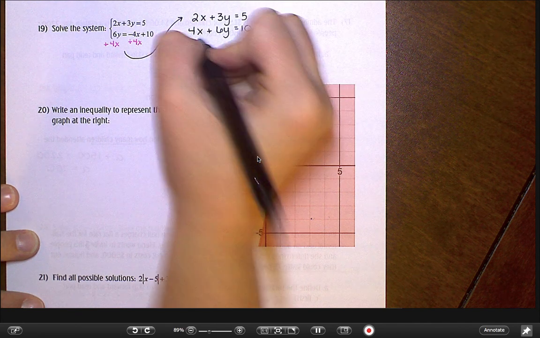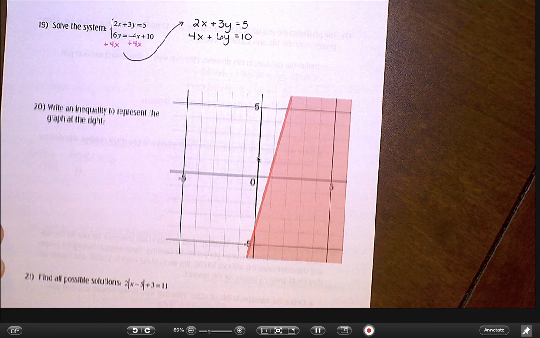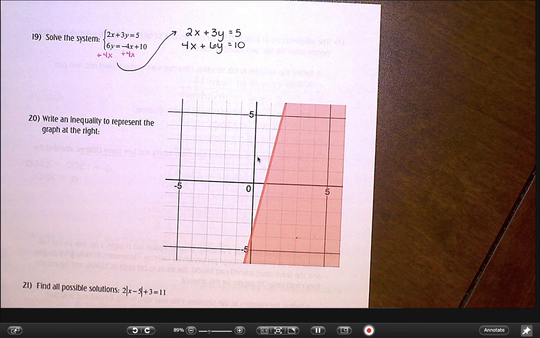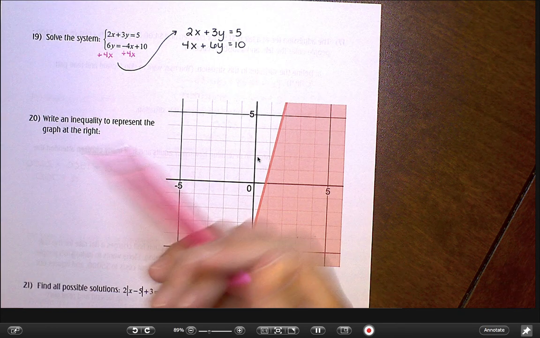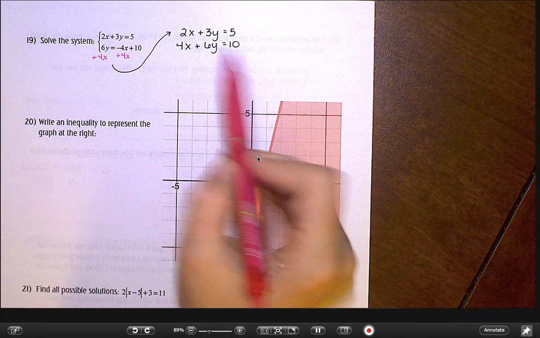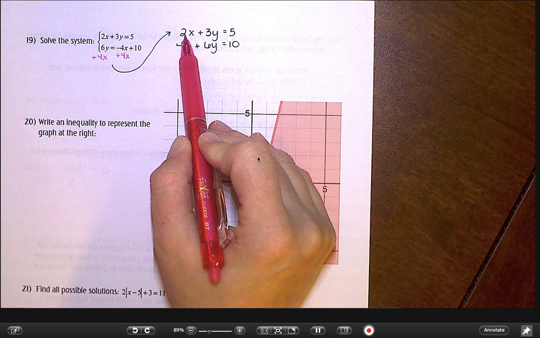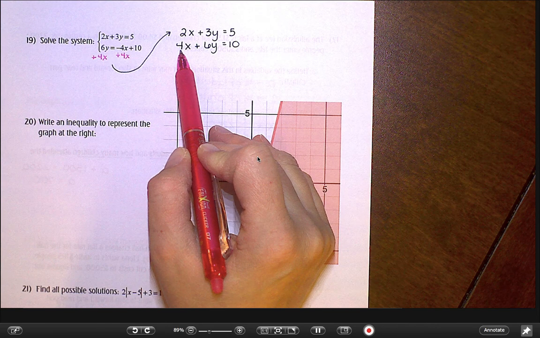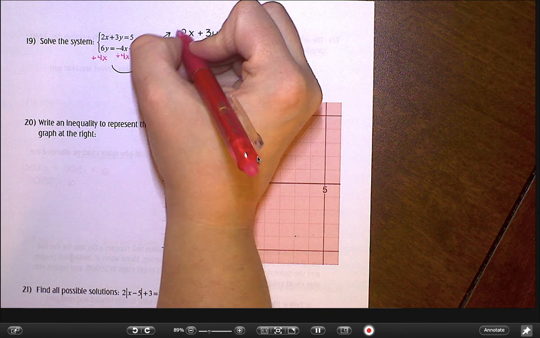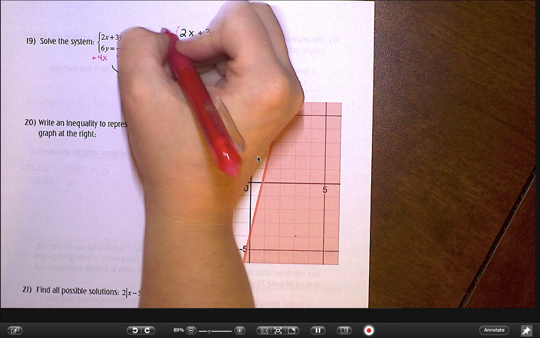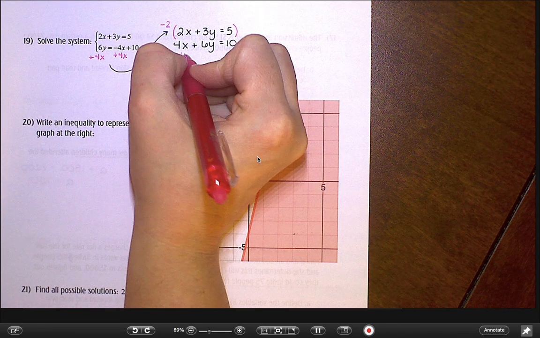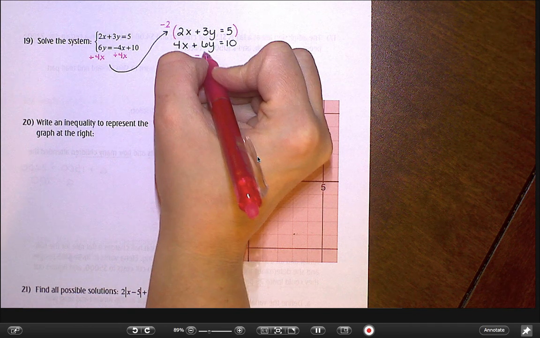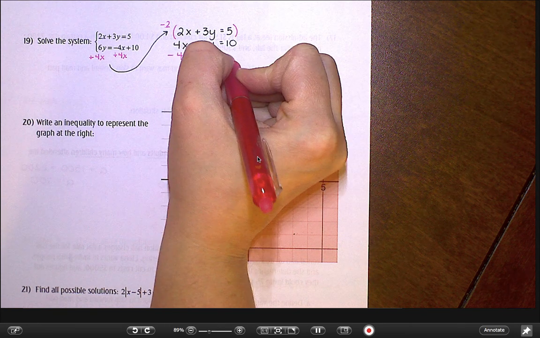Now some of you may be noticing something right now, and that's great if you can make that observation. If you don't see what I'm talking about, just stick with me, you'll see it in just a minute. So we've got to get something to cancel out here, and you can pick whether you want to go for x's or y's. I'm going to go for x's, and if I want to turn that 2 into a negative 4 to cancel with this 4, I'm going to multiply the whole top equation by negative 2. And that leaves me with negative 4x, over here would be negative 6y and negative 10.